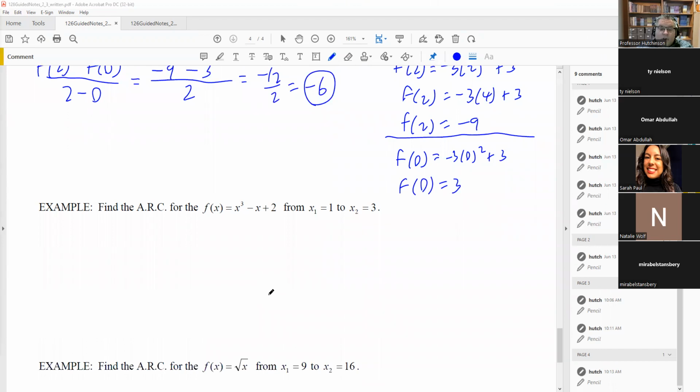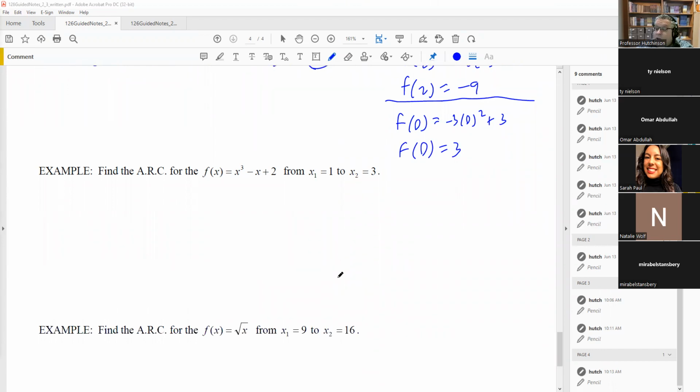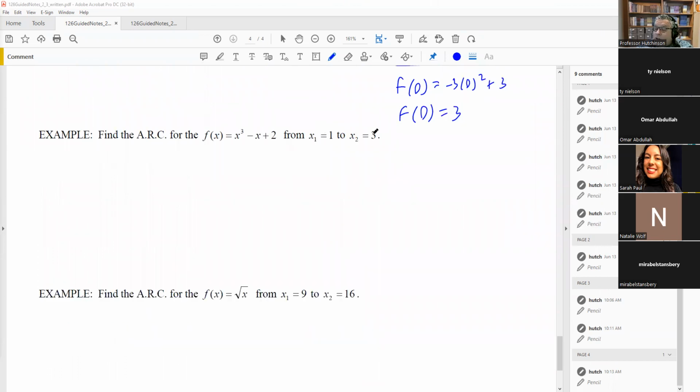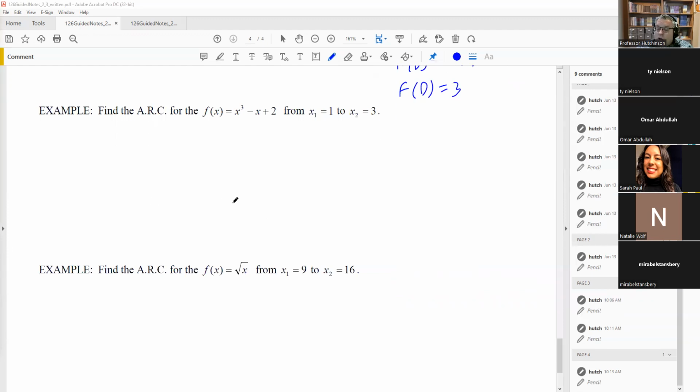All right, let's do the next one. We have a cube. We're going to find the average rate of change from 1 to 3. So they always have to tell you what these are. The smaller number is always x1. The larger number is always x2. They have to give you those, and you'll basically follow the same formula again.